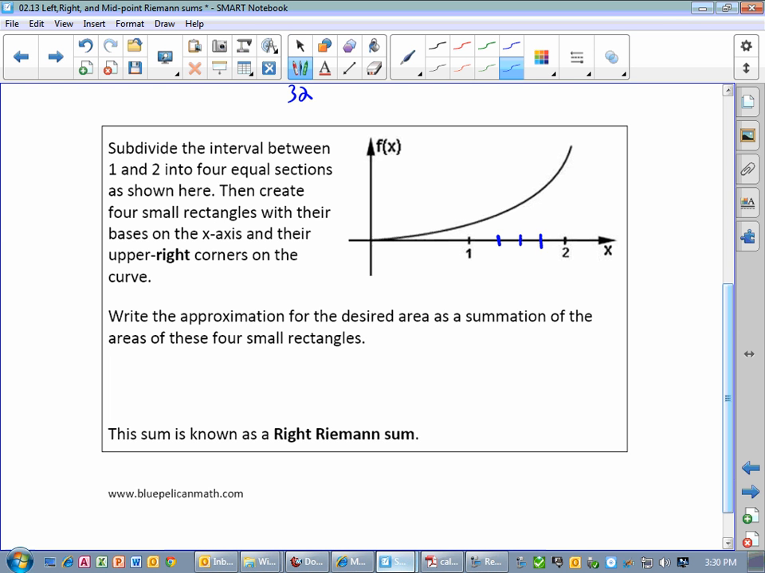Okay, so now it says create 4 rectangles with their bases on the x-axis and their upper right corners on the curve. So when I started on the left, I started at 1 and I went up, right? So what might be an easy way to do the right? Yeah, let's start from 2. We start at 2, we go up to our function, and then we come straight across and finish off our rectangle. Then we go to, well, what were our x values?